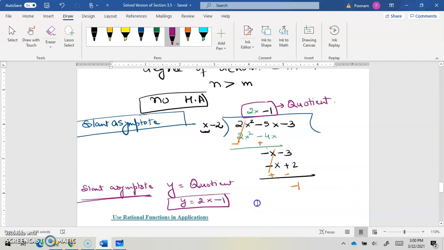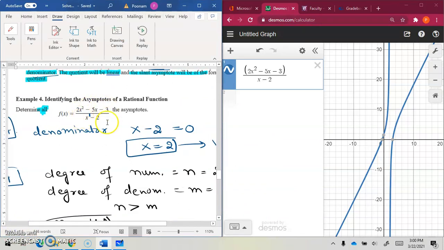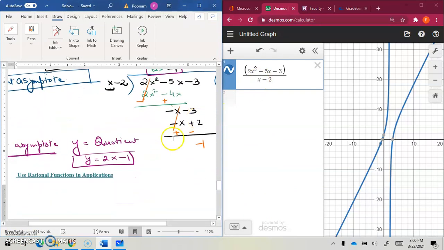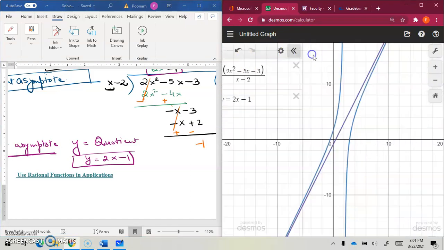Let's look at this in Desmos. I went ahead and wrote this function in desmos.com. Now I'm going to try to show you how this is the slant asymptote. So y is equal to 2x minus 1. Notice how this blue is the function, the curve given, and this purple line is the equation y is equal to 2x minus 1. You see how as we approach infinity, that graph is almost approaching that straight line. So that straight line is your slant asymptote for this particular function.